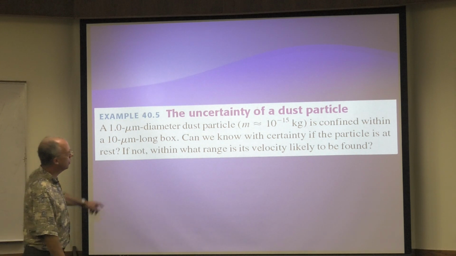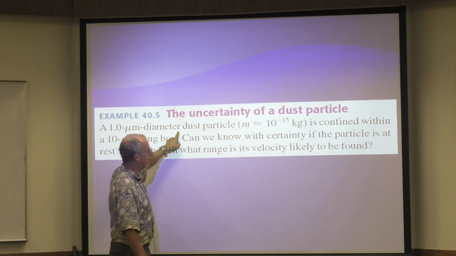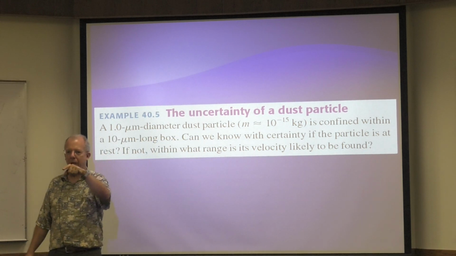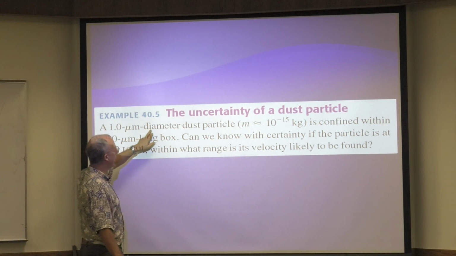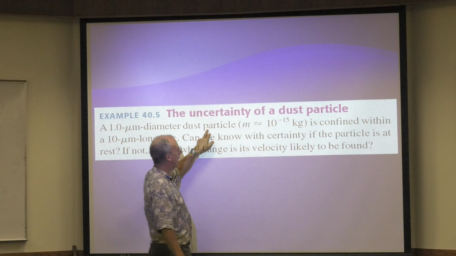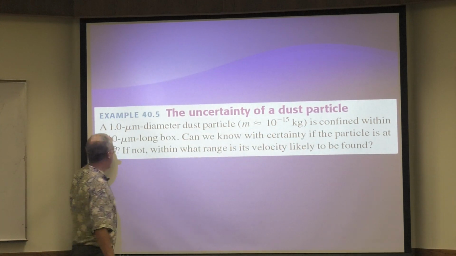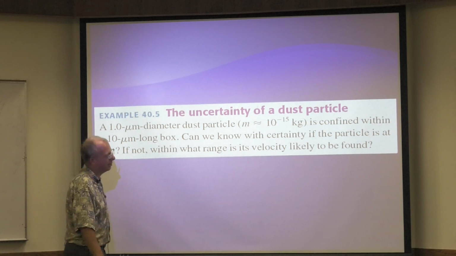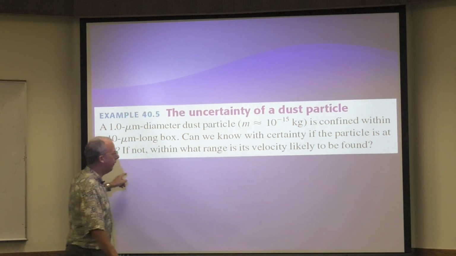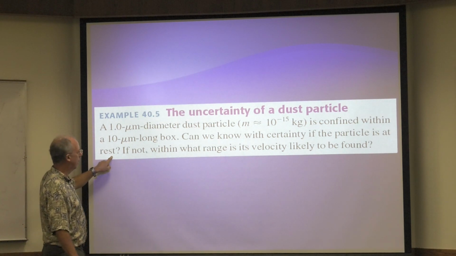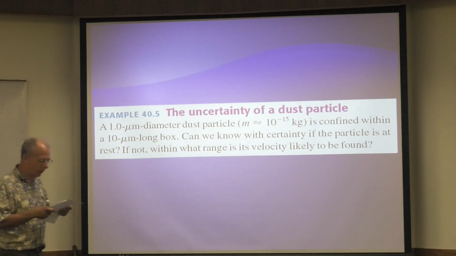Okay, here we go. The uncertainty of a dust particle. A 1 micron diameter dust particle. Come on, that's pretty small. A millionth of a meter, that's small, but it's gigantic, again, compared to an atom. A 1 micron diameter dust particle is confined within a 10 micron long box. Can we know with certainty if the particle is at rest? If not, within what range is its velocity likely to be found?